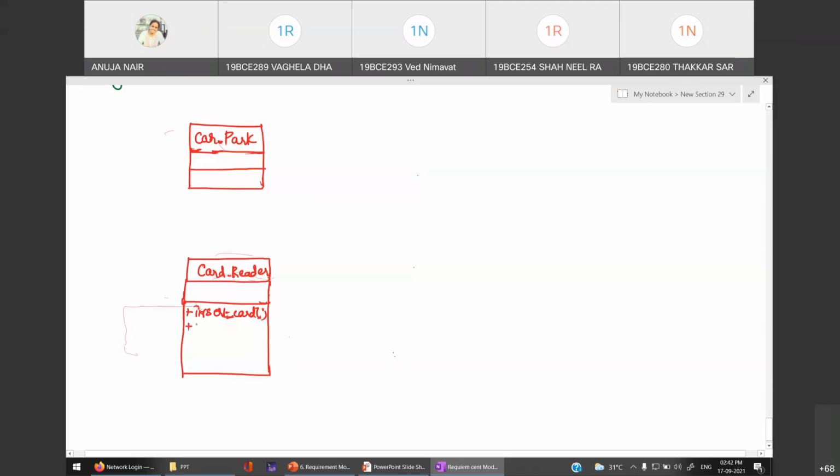Another is what? Show success message is one method. Please, if you're not able to understand, let me know. It's very difficult today, my pen is reacting oddly. And second is eject card. Right? Insert card, show a successful message, show a failed message, and eject card. Send signal, yes, I'll do that. One second. So this is fine, right?